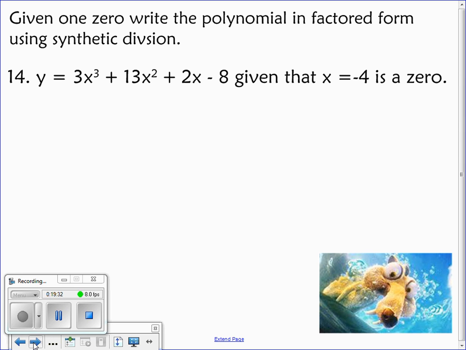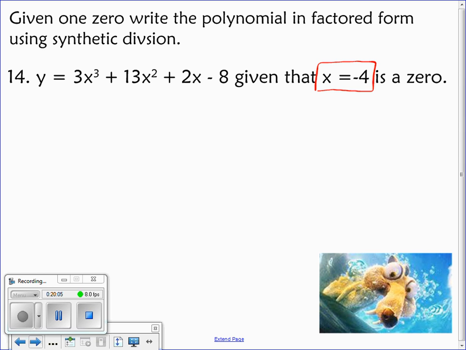Okay, take a look at this. Again, the wording changed just slightly. Given 1, 0, write the polynomial in factored form using synthetic division. Just notice I spelled division wrong. I forgot an I. Sorry. So what changed? How is this different? They gave you x equals negative 4. They gave you the answer. So what am I dividing by? Negative 4. They gave you the answer that I'm dividing by.